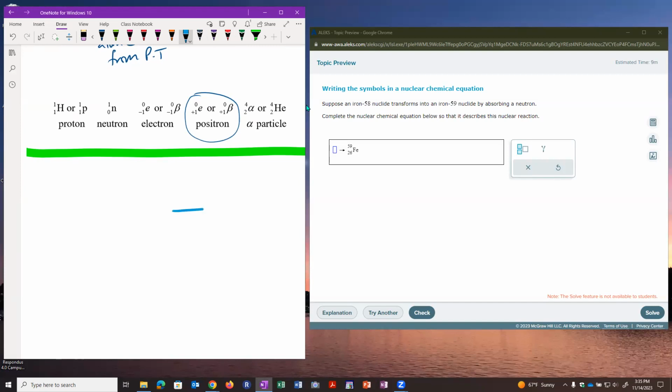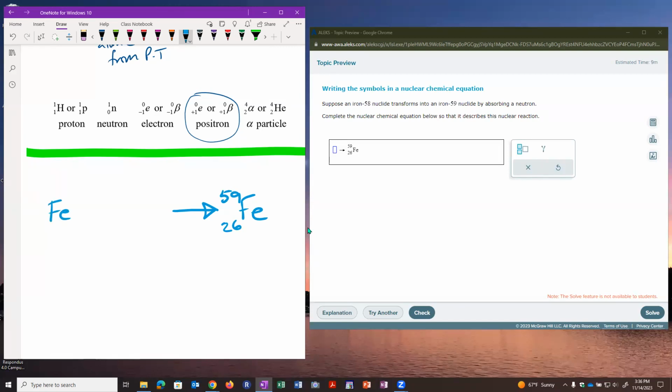So we're given the product, in this case, that nuclide that we have is iron, Fe, 59. Okay, and then the atomic number for iron is 26. You can look that up on the table, or we're given it here. And it says that iron-58 transforms into this. So we can write one of the reactants here.